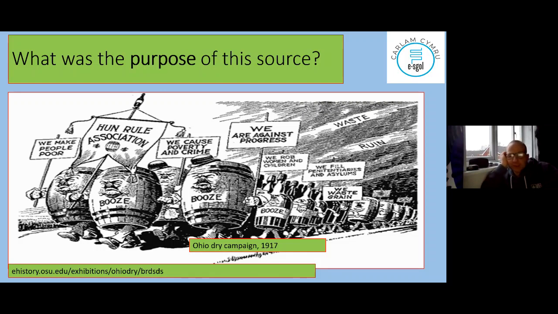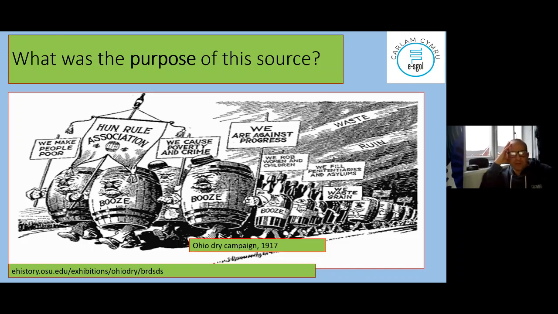Clearly, there are many little hints in this source. First look at the source, you get a few ideas straight away. It's trying to show that alcohol makes people poor, that it makes people commit crimes and they end up in the penitentiaries, which are prisons. It's a waste of resources, wasting grain. So you already have an image in your head. The purpose of this source is to show anger against alcohol, okay, and to show support for the prohibition drive.